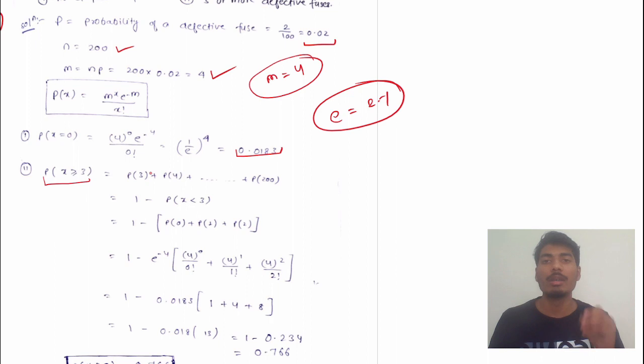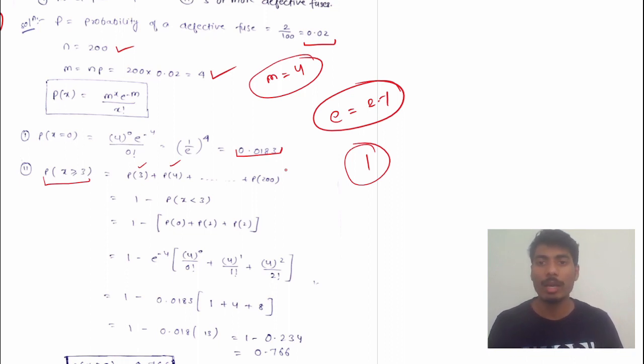It means the probability of 3, 4, 5, 6 up to 200, since the number of trials is 200. So we would use the Poisson distribution for x equal to 3, x equal to 4, x equal to 5, x equal to 6, up to 200. But it is a lengthy process, so we use our common sense. The range of probability is 1, so we have to subtract from 1 what we don't want.